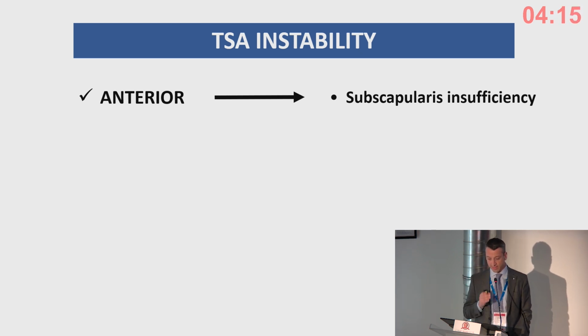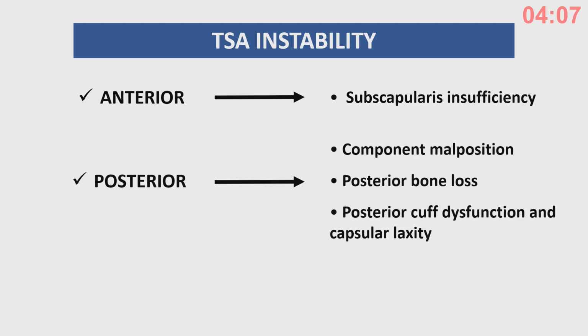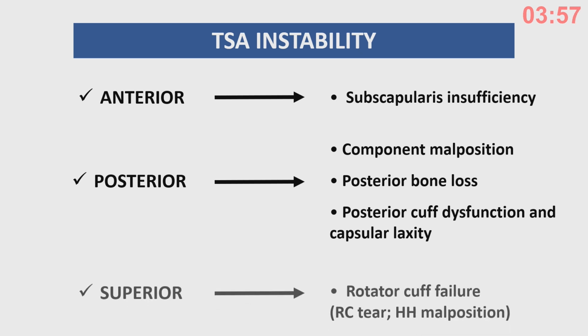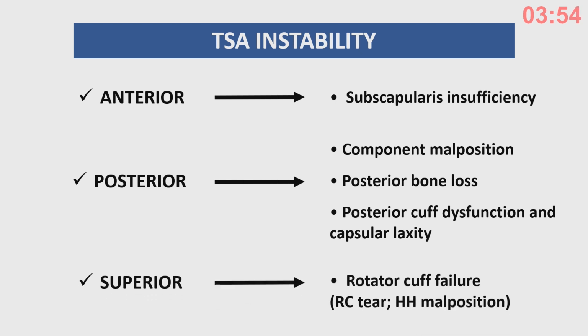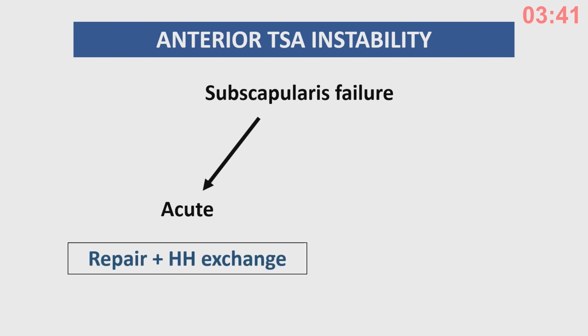In case of anterior instability, usually it is due to subscapularis insufficiency. In case of posterior instability, it depends on component malposition, posterior bone loss, and posterior cuff dysfunction, plus minor capsular laxity. And finally, superior instability of the shoulder replacement is usually due to rotator cuff failure.